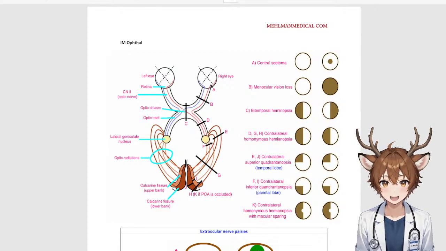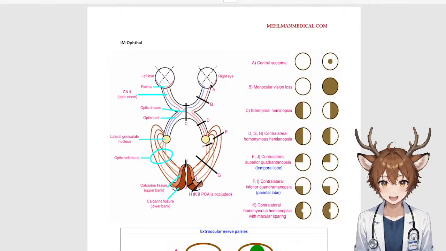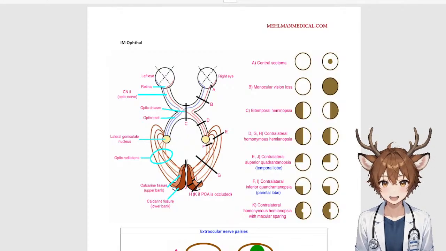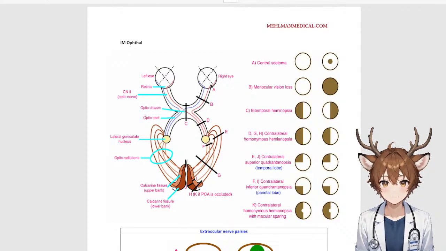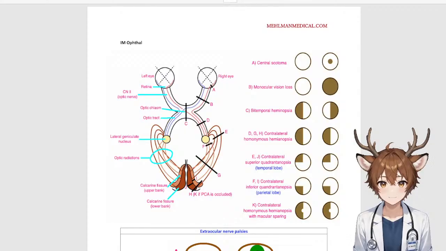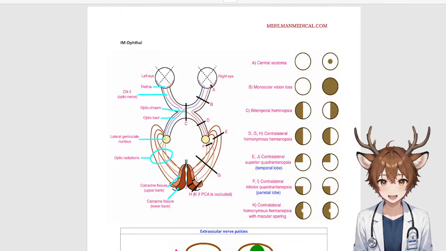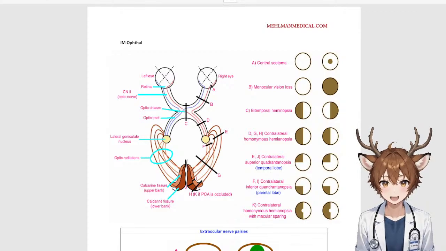If you have a lesion at E, or a lesion at J, trying to find where J is located. So J is right there. J is in the calcarine fissure of the lower bank. E is in the circuitry that leads to that calcarine fissure lower bank. If you have lesions there, you're going to have contralateral superior quadrantanopsia, which is pie in the sky, temporal lobe issue.